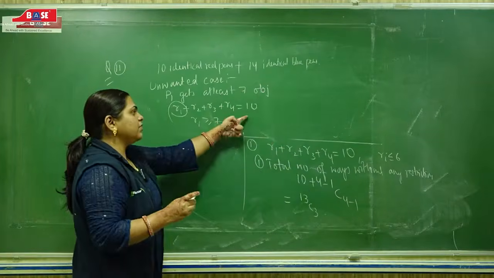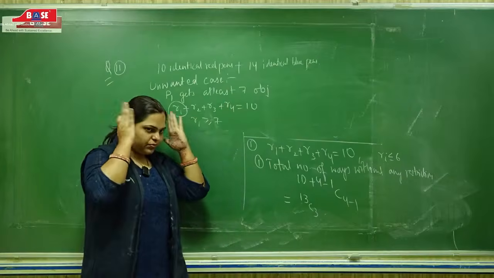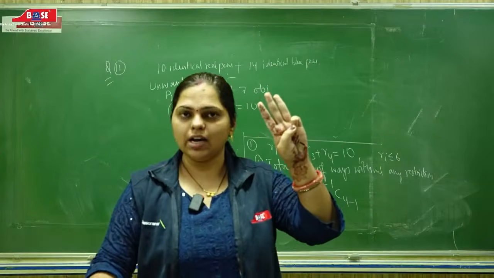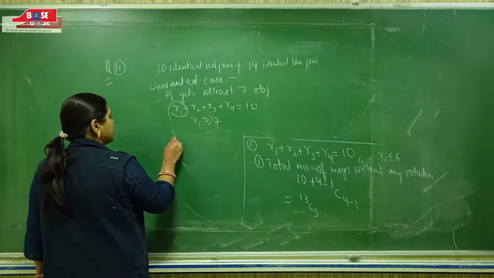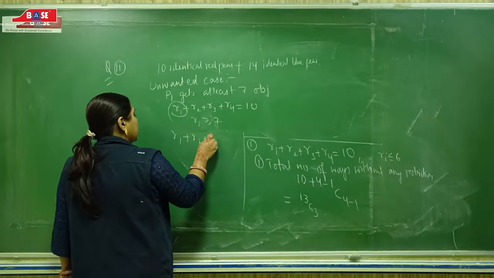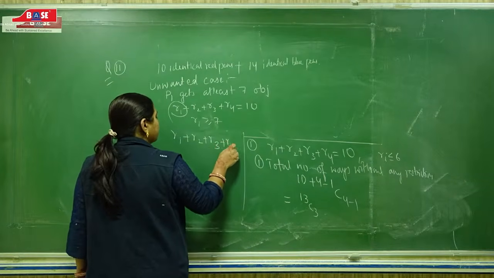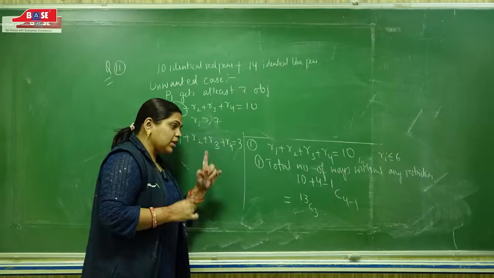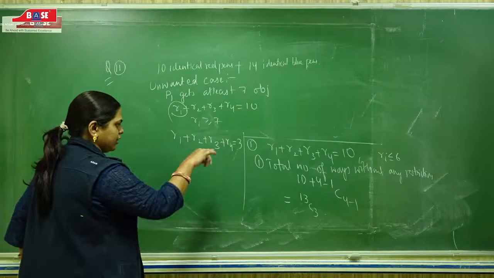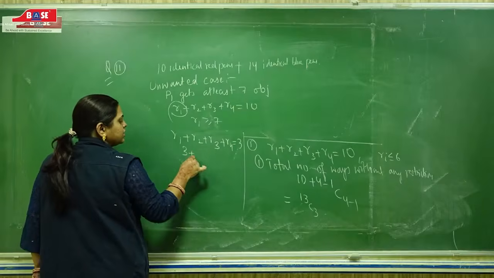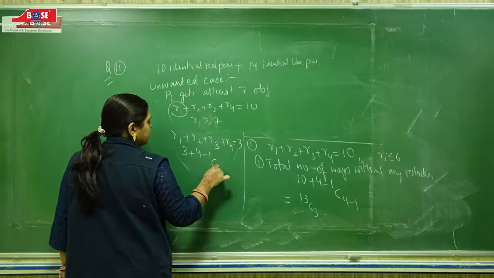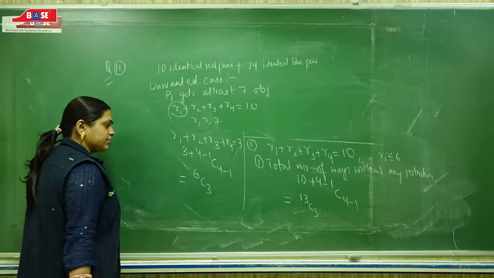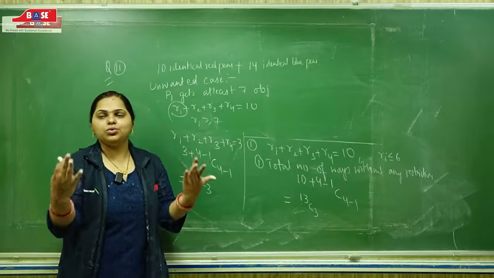Now, if out of 10 objects I have given 7 objects, how many objects am I left with, everyone? 3. But these 3 identical objects, again I have to distribute among how many persons, everyone? 4 persons, right? So how many ways do we have? Again this will be n plus r minus 1 C r minus 1. Okay, so this will be 6C3.